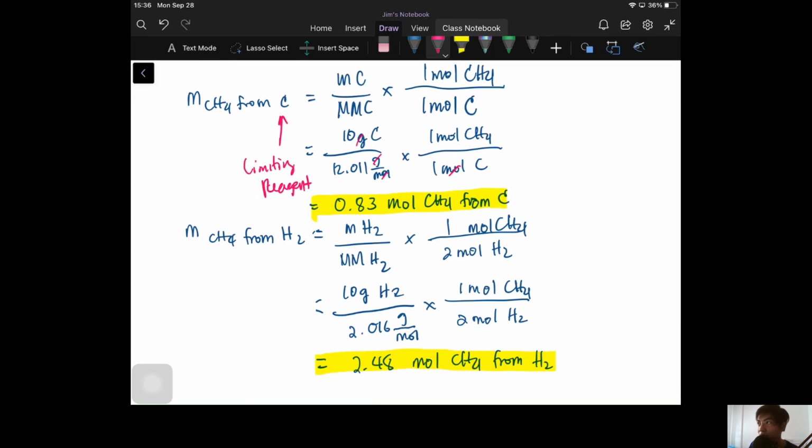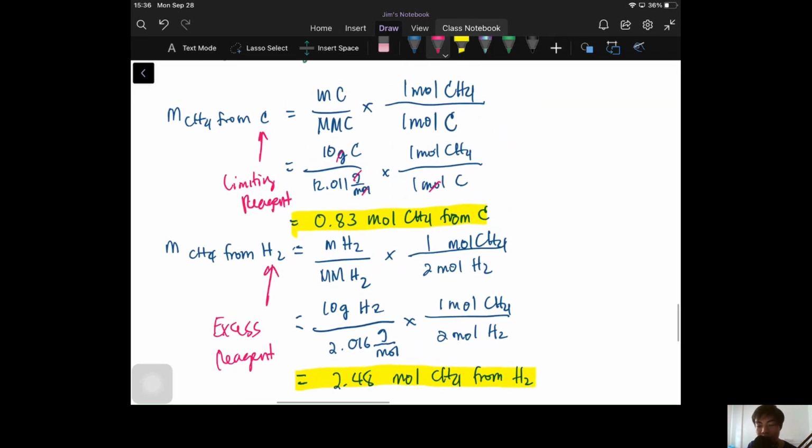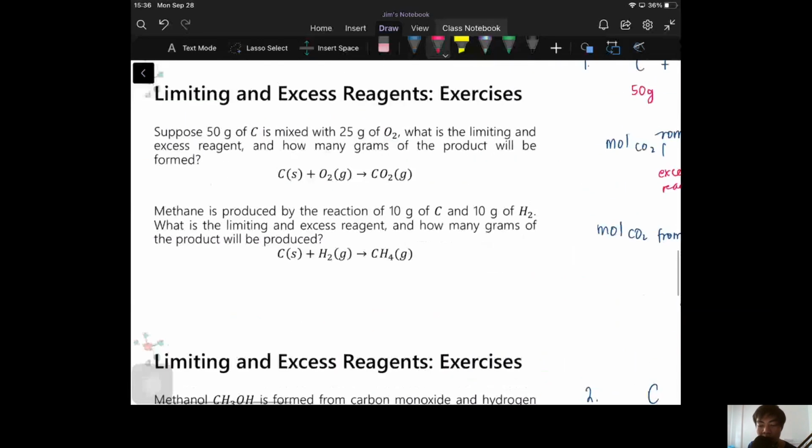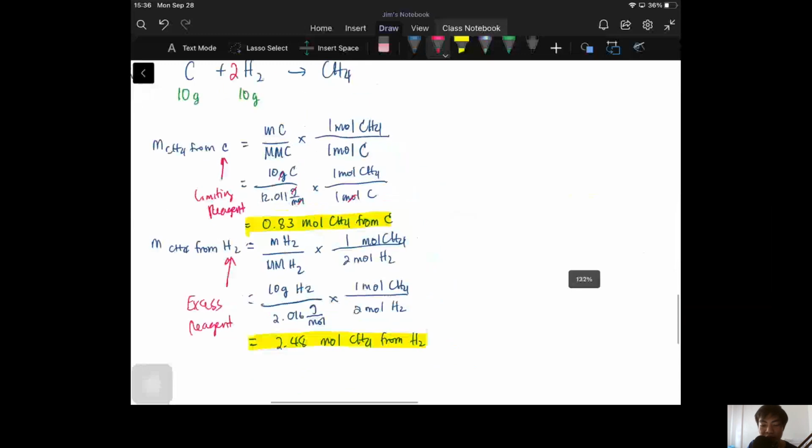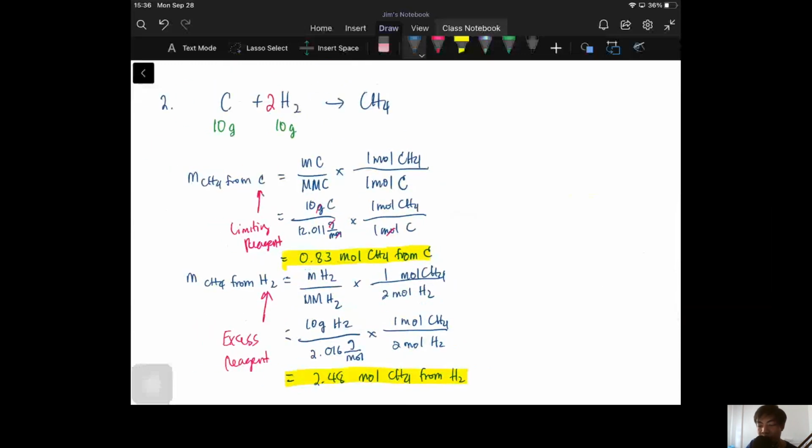Okay na yan. So, that means that is our limiting reagent. Hydrogen gas is our excess reagent. Okay, so ganun lang. Then, ang question dun, sabi dito, how many grams of product will be produced? Okay, so tanong sa atin, the amount of product will be produced, grams of CH4 that will be produced.